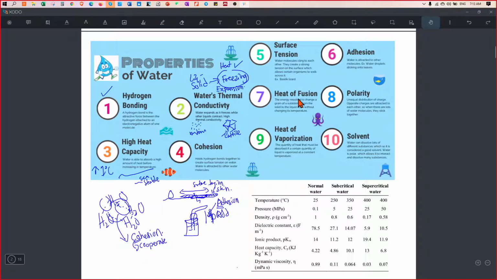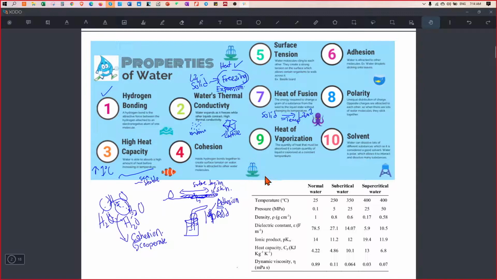And then also the heat of fusion and the heat of vaporization. Heat of fusion is simply the change of water from the solid state to the liquid state. We know that this is melting, right? Solid to liquid, but the temperature stays the same. So this is what we call the heat of fusion. Ice can change into liquid without any change of temperature.